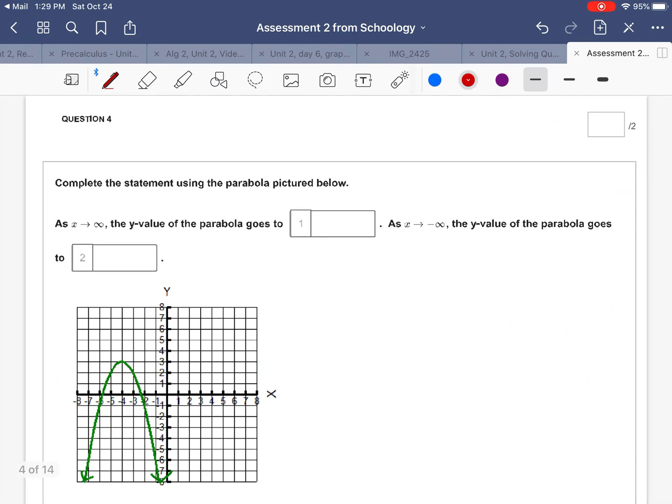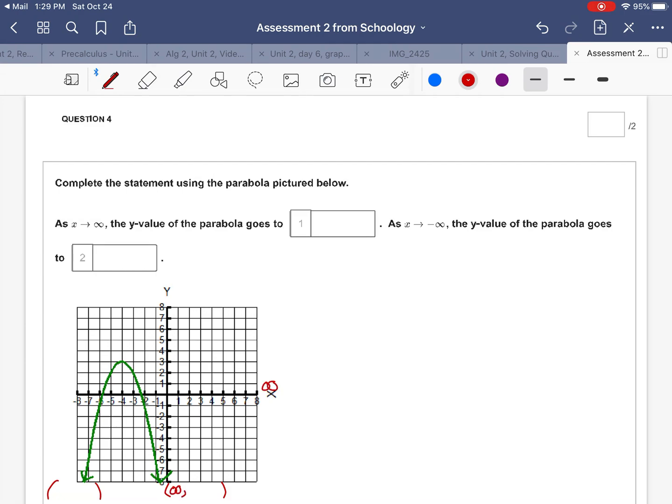All right, this next one here, complete this statement. So there was a drop-down menu right here, but this was trying to talk about end behavior. It says, as x goes to infinity, the y value of the parabola goes where? And as x goes to negative infinity, where does it go? So what this was intending to imply was this end behavior right here. So this arrow on the right-hand side, x is going to infinity because we're on the right-hand side.